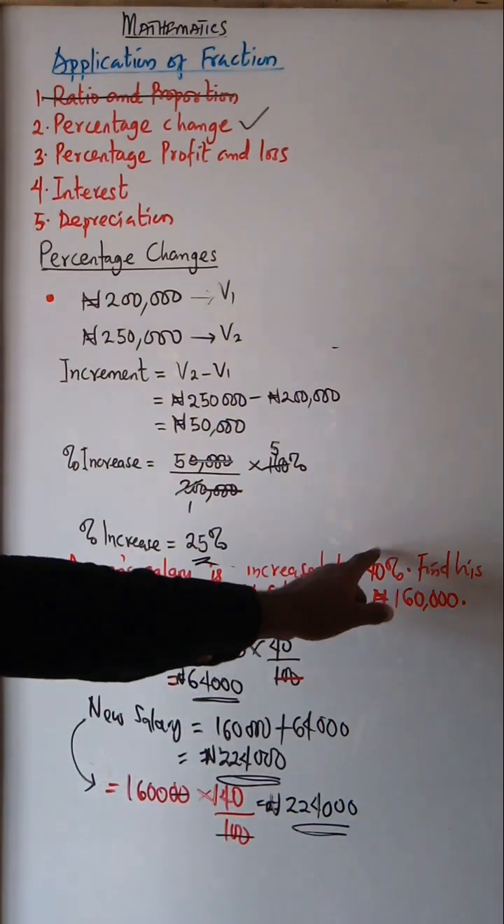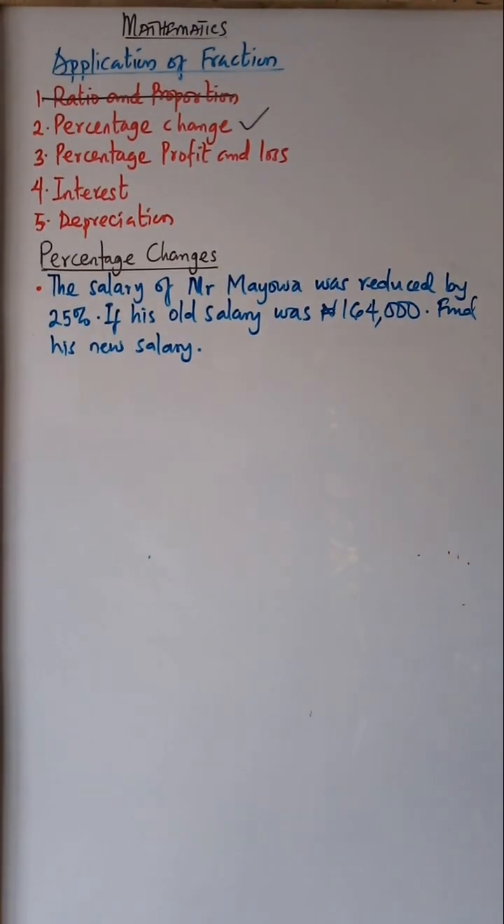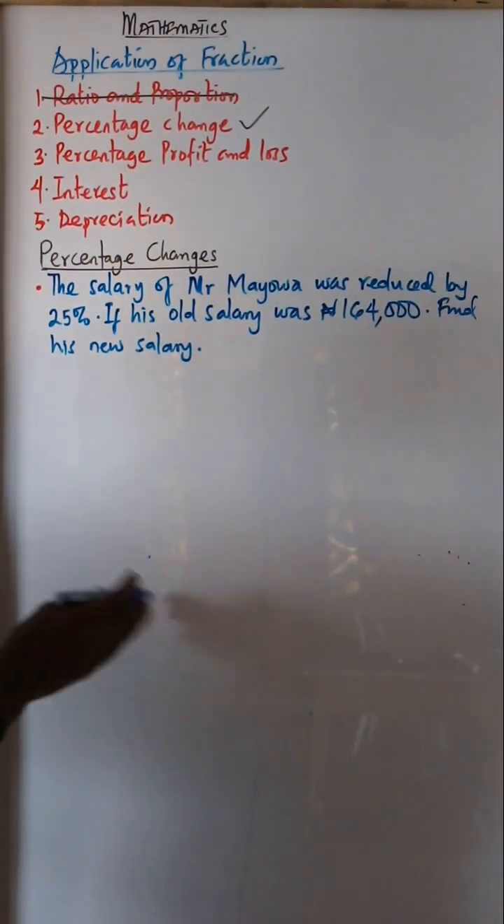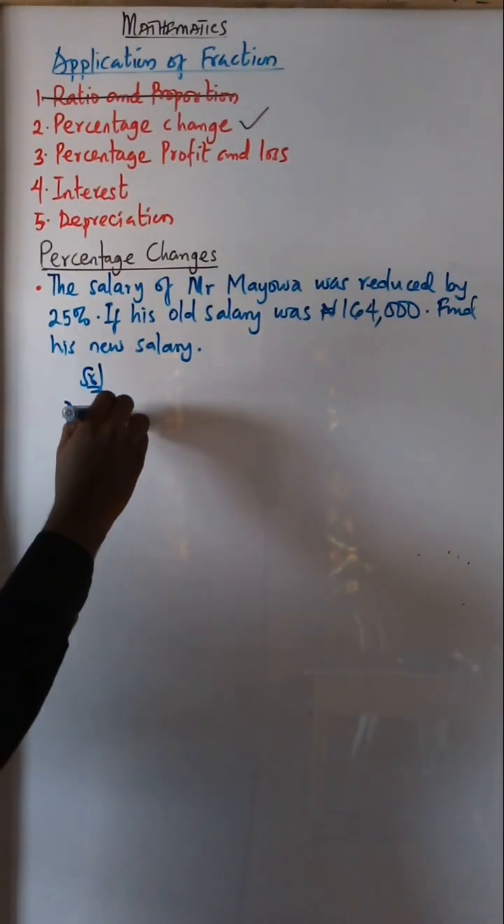We just add a percentage to 100%. So if we have increase, we can also have decrease. Let's take an example based on decrease. The salary of Mr. Maiwa was reduced by 25%. In this case, reduction. If there is reduction, we have to first look for what? The decrement or the reduction.